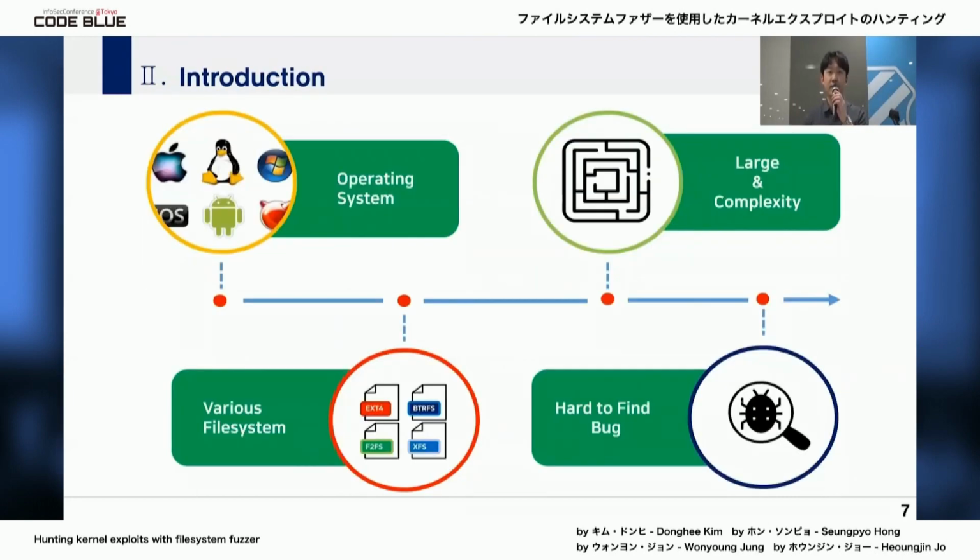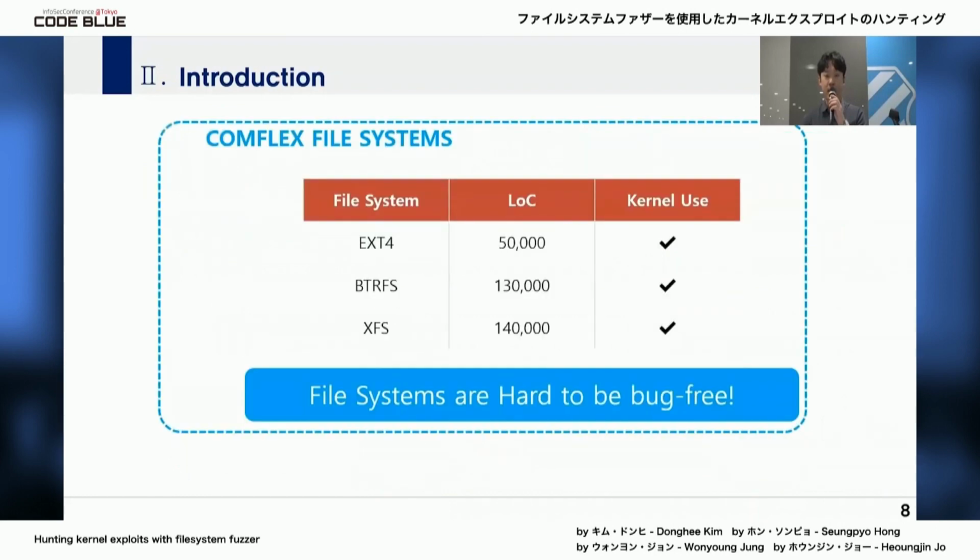There are various OSs in the world, and many file systems are used for each OS. But file systems are large and complex, making it difficult to find bugs. However, file systems are managed in kernel space, so they can be good attack surfaces. In addition, kernel interaction is possible in user mode. Each process accesses one file system, so UAF or race condition bugs can occur frequently. As shown below, the file system is difficult to audit because the code is long.